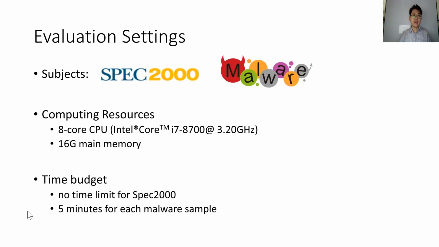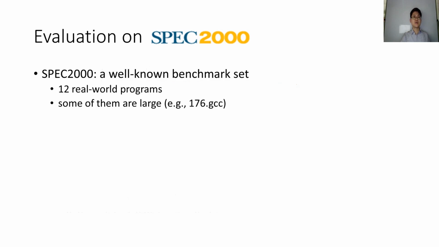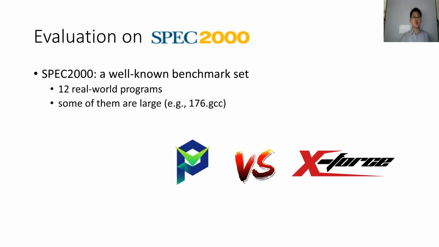We evaluate PMP with the SPEC 2000 benchmark set as well as a set of malware samples on a desktop computer. We run SPEC 2000 without time limit and set 5 minutes timeout for each malware sample. The first set of experiments is to evaluate PMP with the SPEC 2000 benchmark set. SPEC 2000 contains 12 real-world programs. Some of them are large, such as GCC. We choose SPEC 2000 for the purpose of comparison as it was used in X-Force.